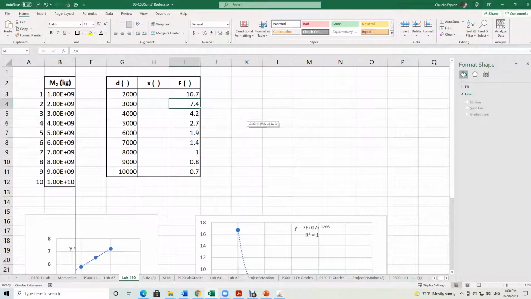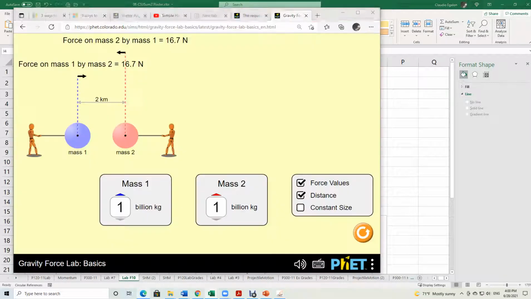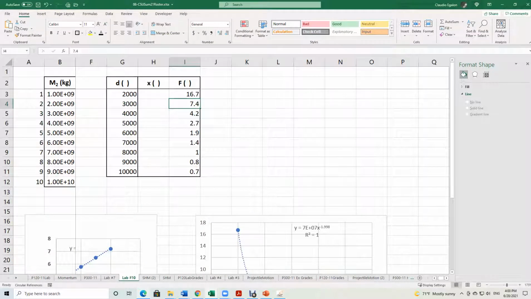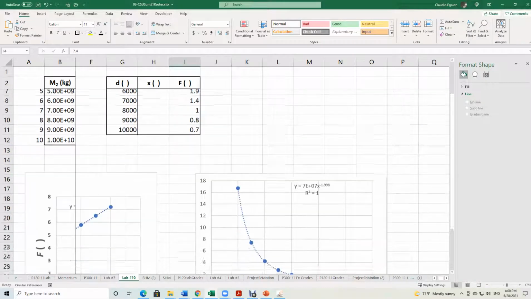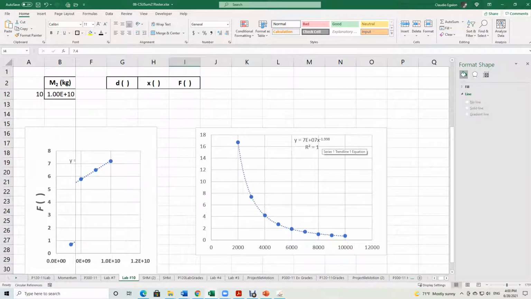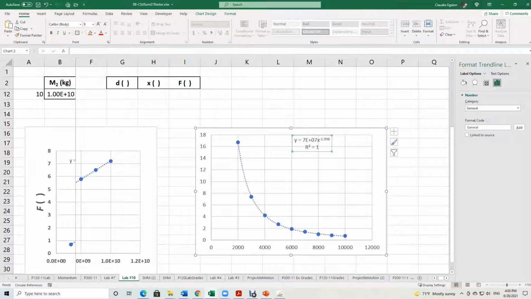Yeah, it's more of a difference there. Huh, interesting. You're right. 2 kilometers, 1 billion. It's just a big difference, 18.5 to 16.7. It's like a 10% difference. But you should get almost the same thing. It's not exactly. So let me see.